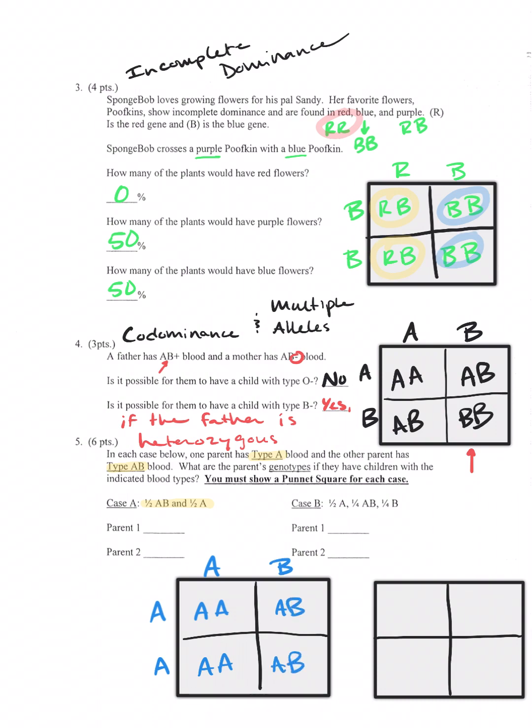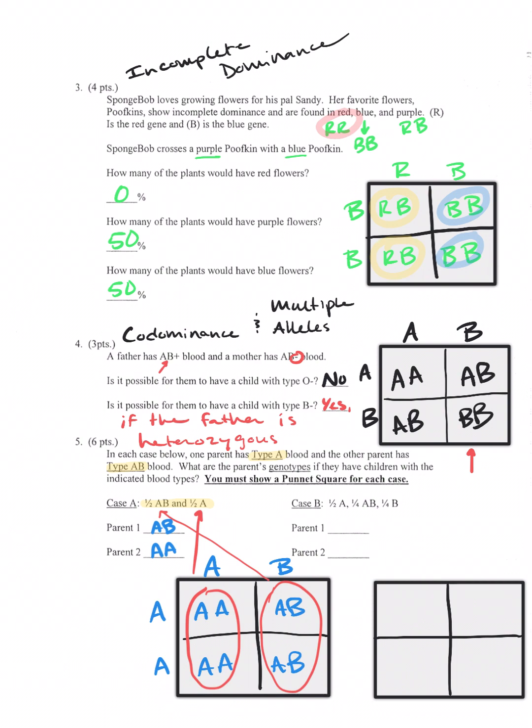And you'll notice that is in fact what happens. So you can see that half of the children have type A blood, which is what we were looking for. The other half of the children have type AB blood, which is the other condition we were looking for. So our answers to this question for parent 1 and 2 genotypes are AB and AA.